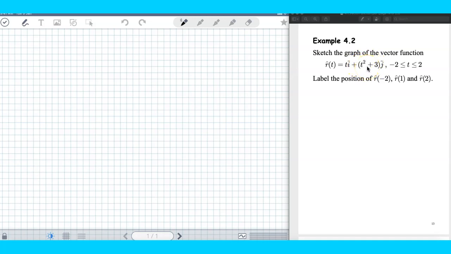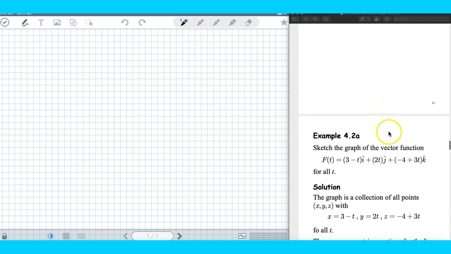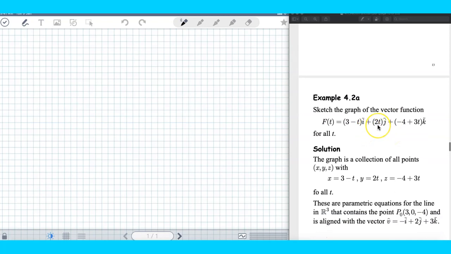And that's why our graph is quadratic. Okay, but how can you know it is a line? If all the parametric equations are linear equations. For example, as you can see here, we have the vector function f, and for all the equations here, the x component is x equal to 3 minus t, y equal to 2t, and z equal to minus 4 plus 3t, and they are all linear equations.